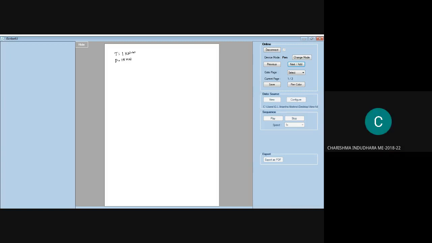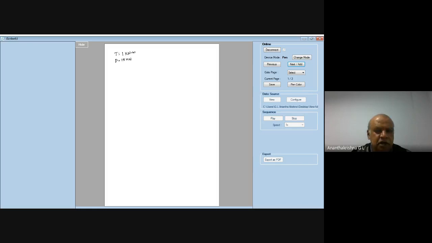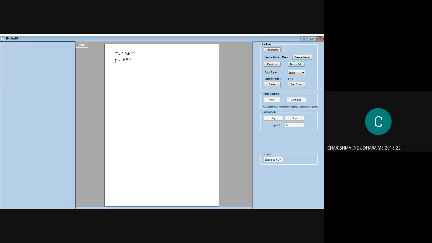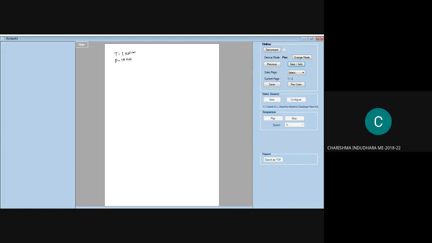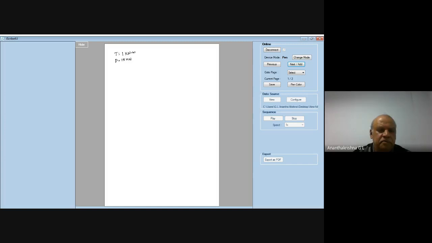A bar of 50 mm diameter fixed at one end is subjected to a torsional load of 1 kilonewton meter in addition to an axial pull of 15 kilonewton. Determine principal stresses.